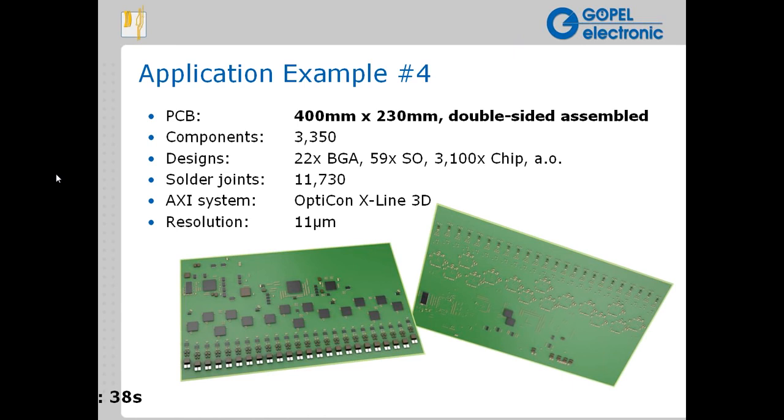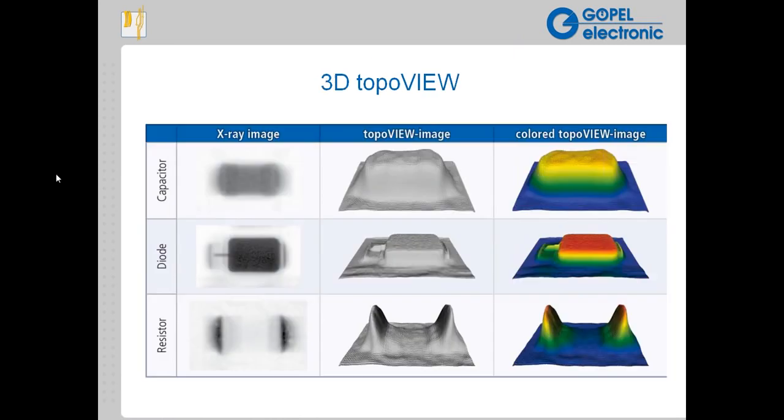and accurately. In this particular case, I'm illustrating something we call the 3D topo view. On the far left, you see the actual X-ray image of a particular component. The most interesting really to look at is the resistor on the bottom, where you can see the meniscus on each end of the device. If you move to the center, you can see a topographical profile of that solder joint. And again, here you can very clearly see the characteristics of the meniscus on the toe of the contacts.